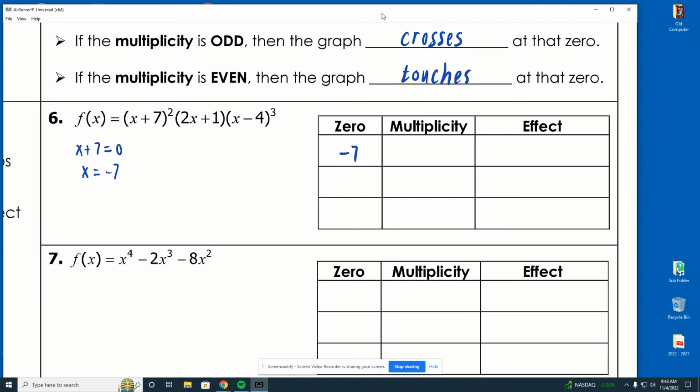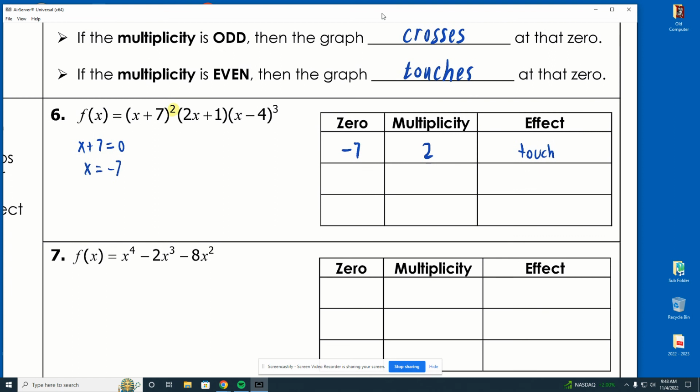Negative 7 is one of my zeros. Now, how many times was it one of my zeros? Twice. So what did that mean the effect was? Does it cross or touch? It touched. At that spot, negative 7, we can know that we would see that graph either come down or come up to a point, hit it right at negative 7, and then turn back the opposite direction. I know it will do that because it has an even multiplicity.